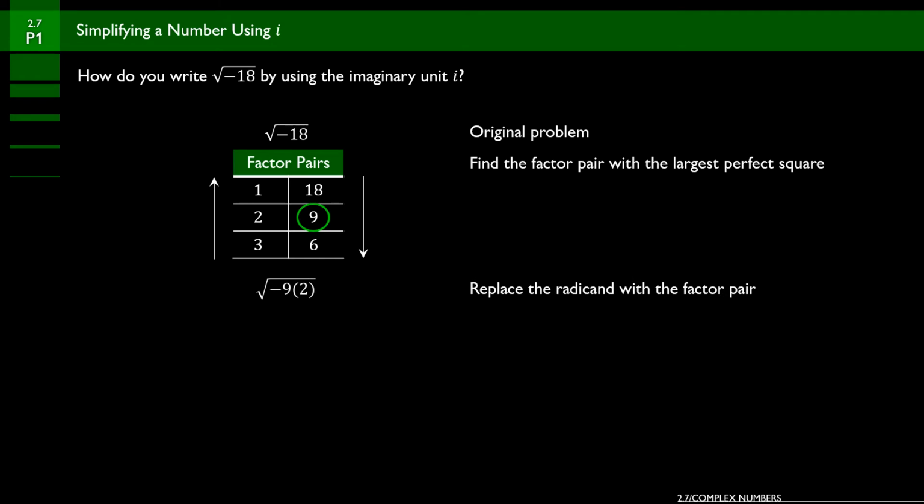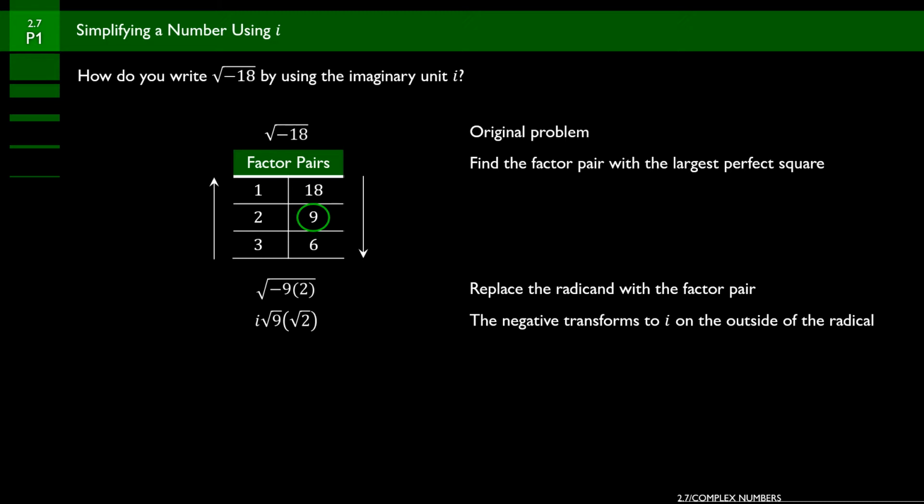Now what's going to happen with that negative? You cannot take the square root of a negative number. It's not a real number. So what we do is we take that negative out and we replace it on the outside with an i, which lets us know that this is an imaginary number.